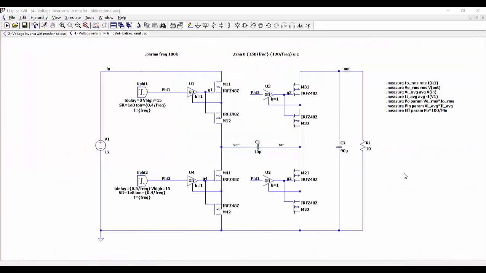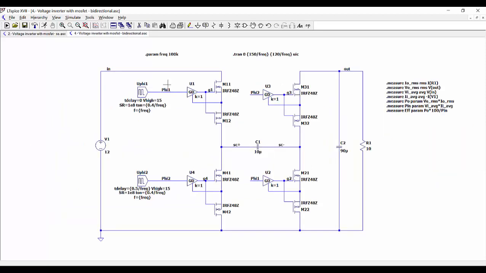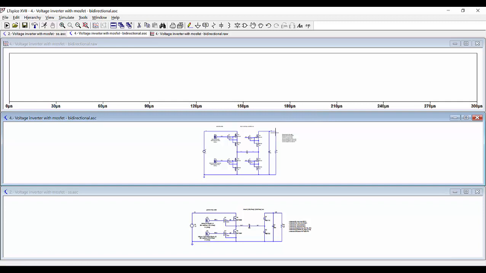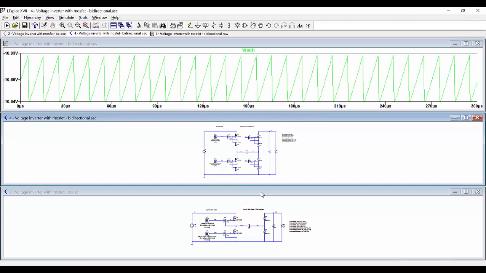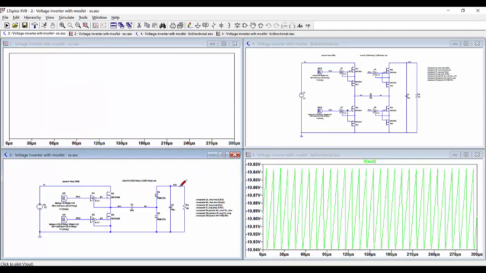Let's now compare the operation of the bidirectional converter as shown here with the unidirectional converter implemented with 2 transistors and 2 diodes, and we're going to see how the bidirectional converter performs better than the unidirectional converters in terms of output voltage level and in terms of efficiency. Let's run this simulation. So we can see, for example, the output voltage here, and then go to this one and run also the simulation and see the output voltage.